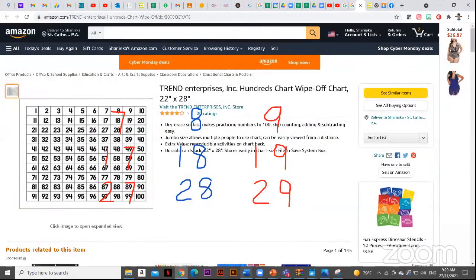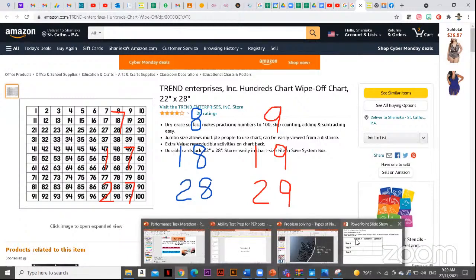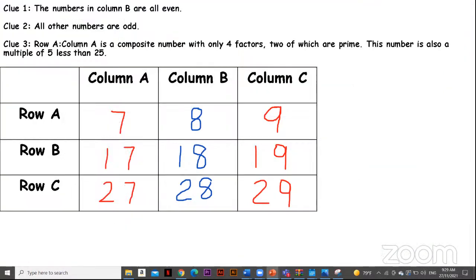Now, let us go back to our PowerPoint, because now I expect that we are able to determine if this is correct. Yes, going down, we're adding 10. 10 plus 8 gives us 18. 10 plus 18 gives us 28. We are good there. And it says that these should be even numbers. Now let us move on to the third clue.